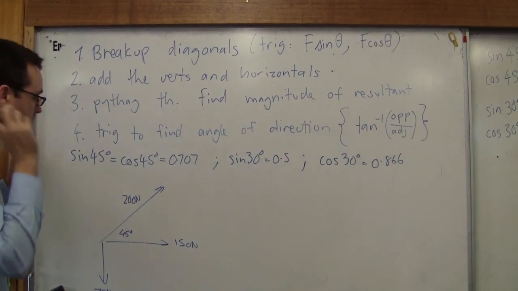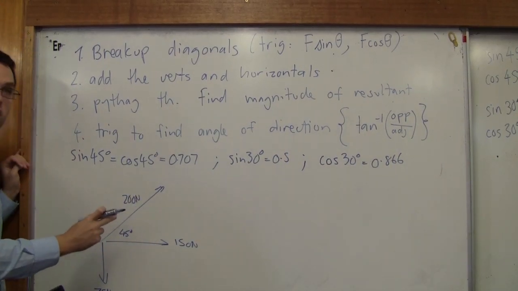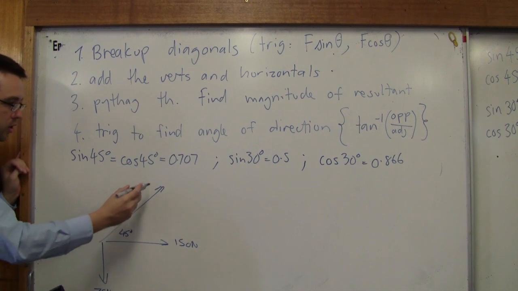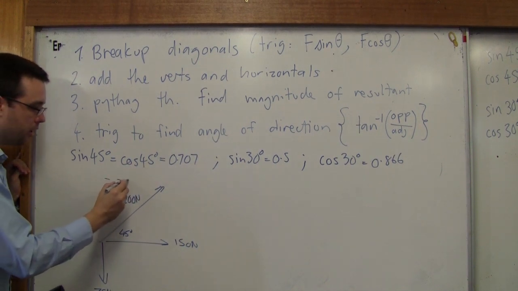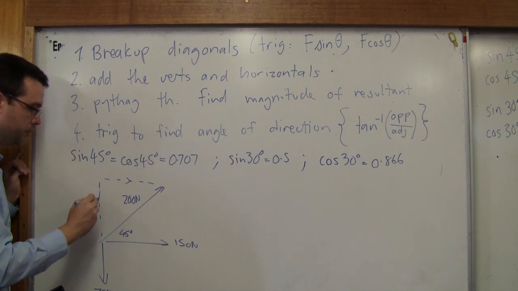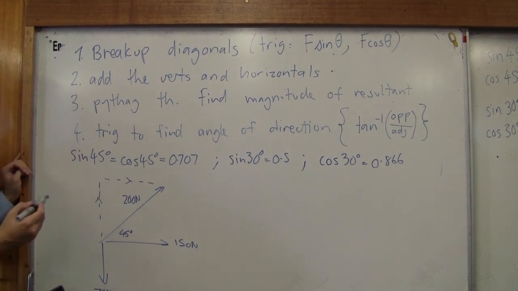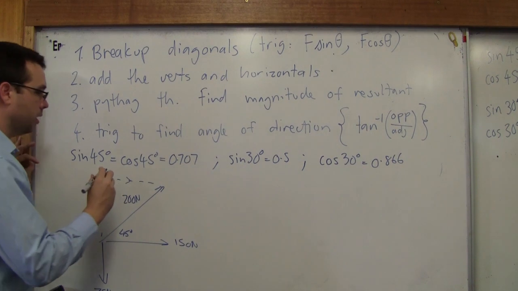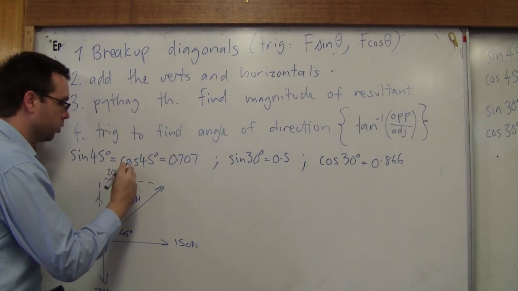First of all, what I want to do is replace this 200 newtons with two other forces. So I want to replace it with a line that's going in this direction and a line that's going in this direction. Now, can anyone tell me what those numbers are? It's going to be 200.